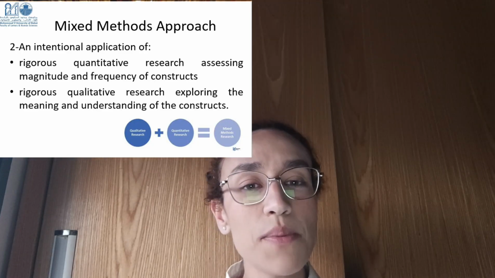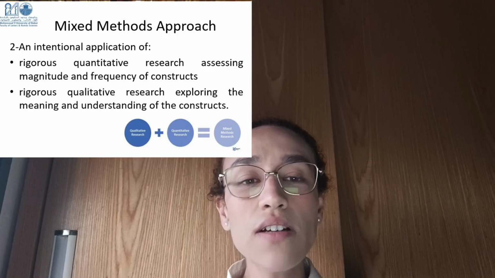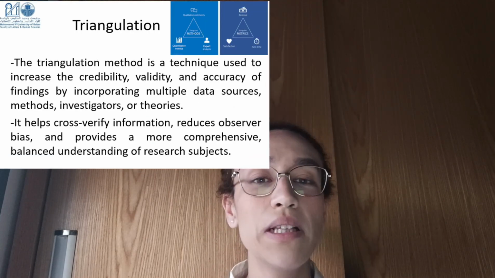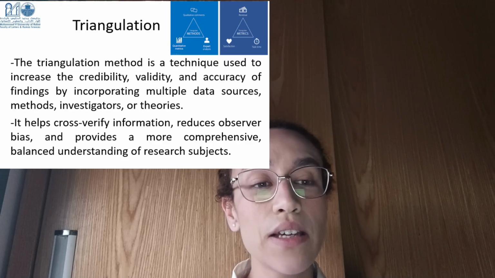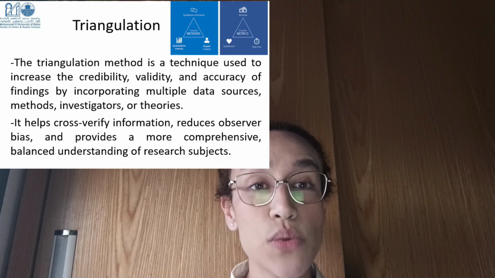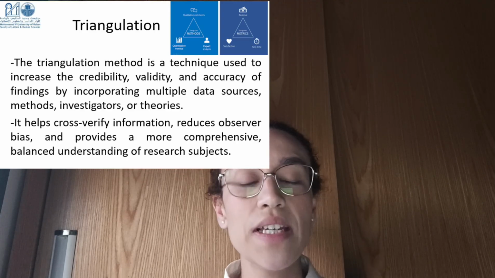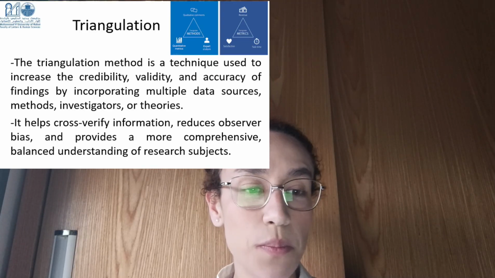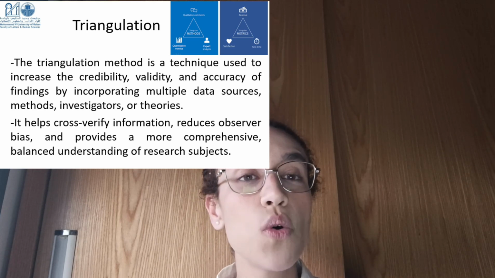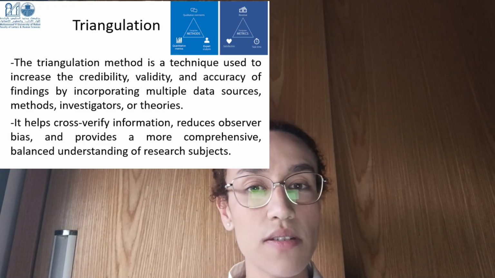The final concept we'll discuss is triangulation. The triangulation method is a technique used to increase the credibility, validity, and accuracy of findings by incorporating multiple data sources, methods, investigators, or theories. It helps cross-verify information, reduces observer bias, and provides a more comprehensive, balanced understanding of research subjects.